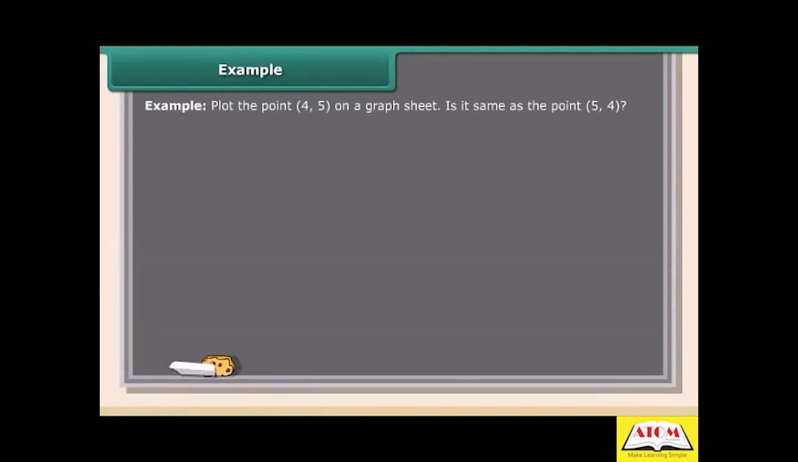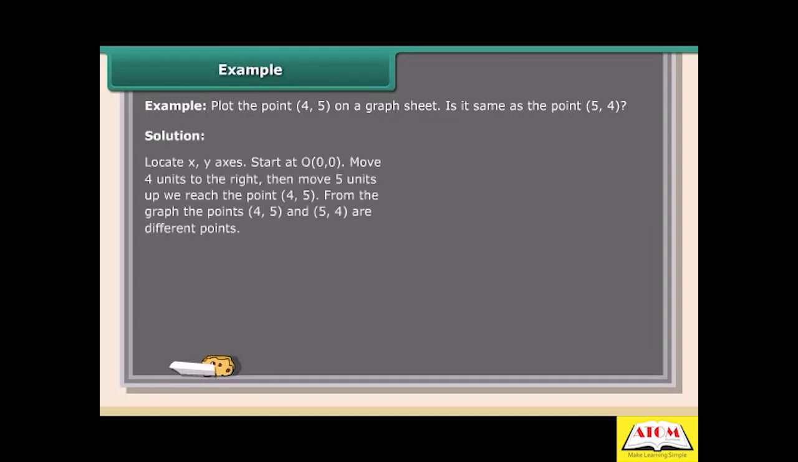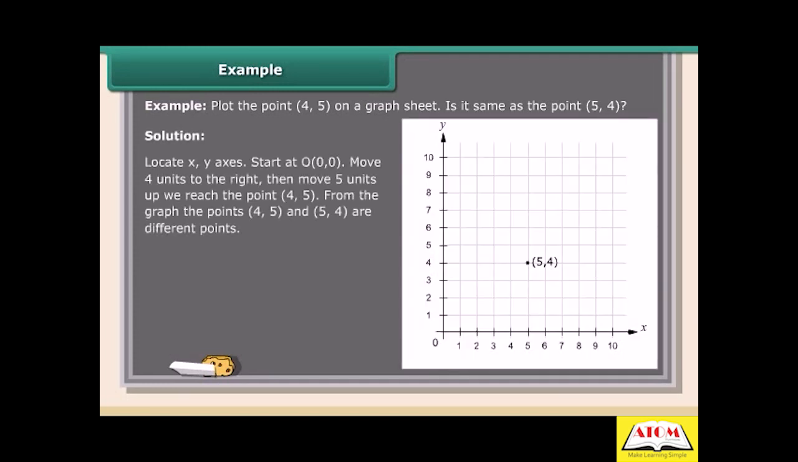Example. Plot the point (4, 5) on a graph sheet. Is it the same as the point (5, 4)? Solution. Locate the x and y axes. Start at the origin O (0, 0). Move 4 units to the right. Then move 5 units up, and we reach the point (4, 5). From the graph, the points (4, 5) and (5, 4) are different points.